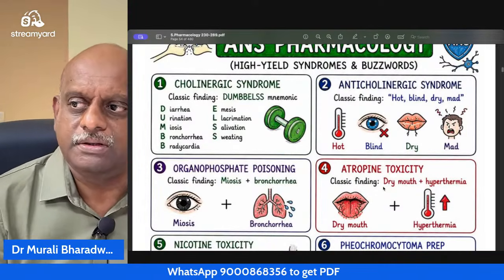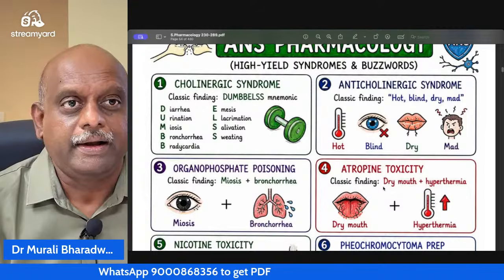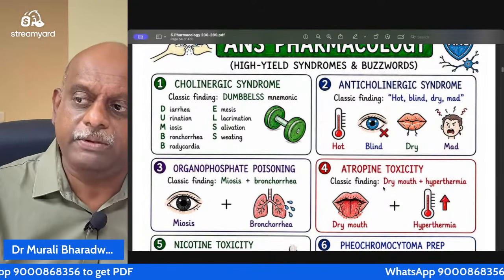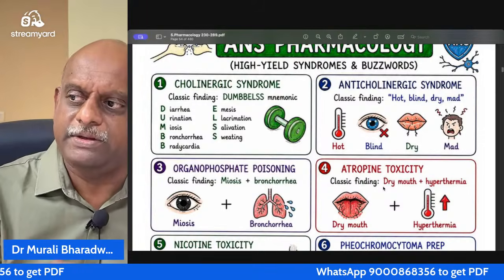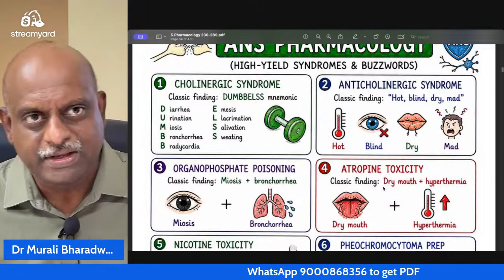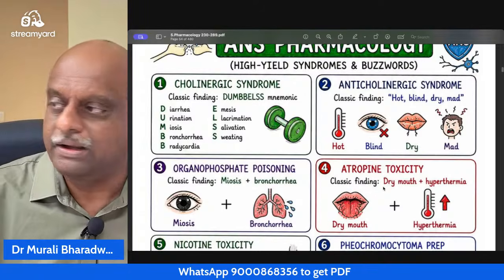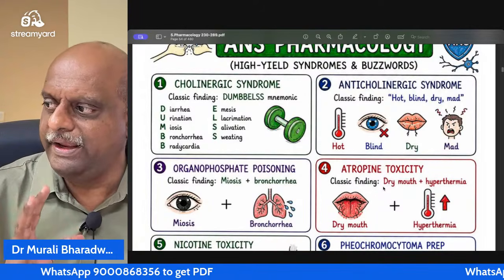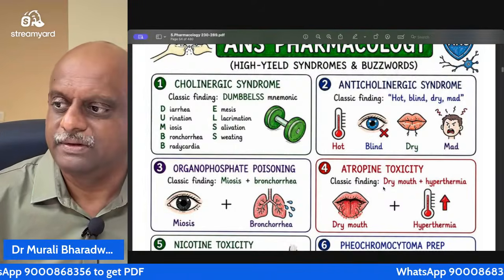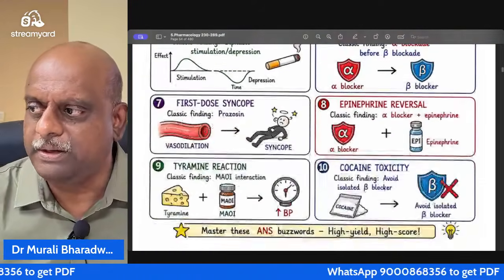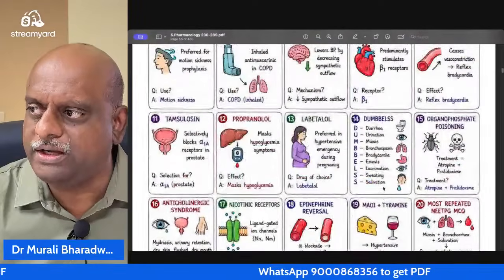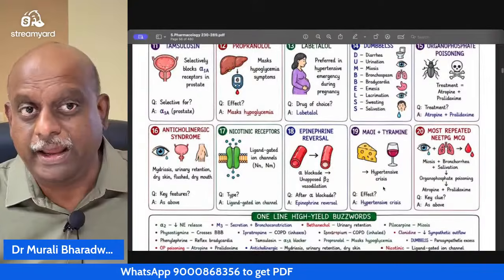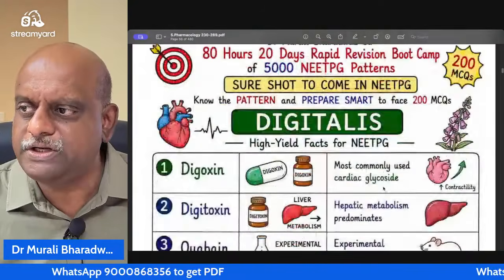cholinergic syndrome is DUMBBELS: diarrhea, urination, miosis, bronchorrhea, bradycardia, emesis, lacrimation, salivation, sweating. Then anticholinergic is hot, blind, dry, mad, is what we need to remember. So I leave what are the 20 points you need to have in mind when you go for ANS pharmacology questions in the NEET-PG exam.